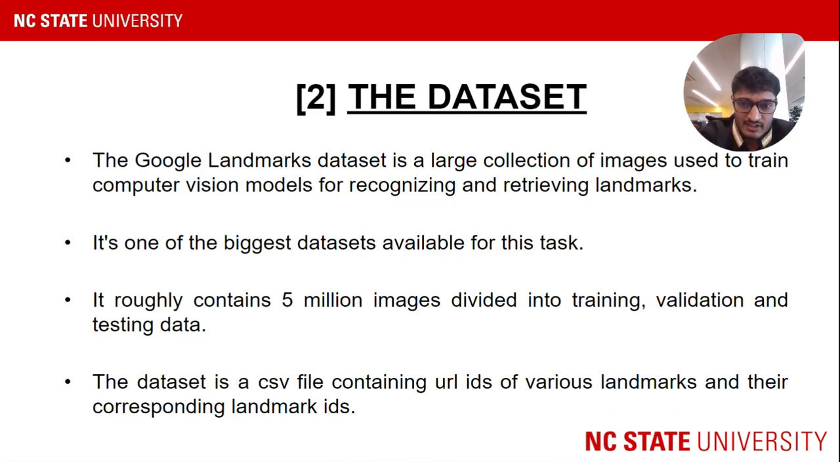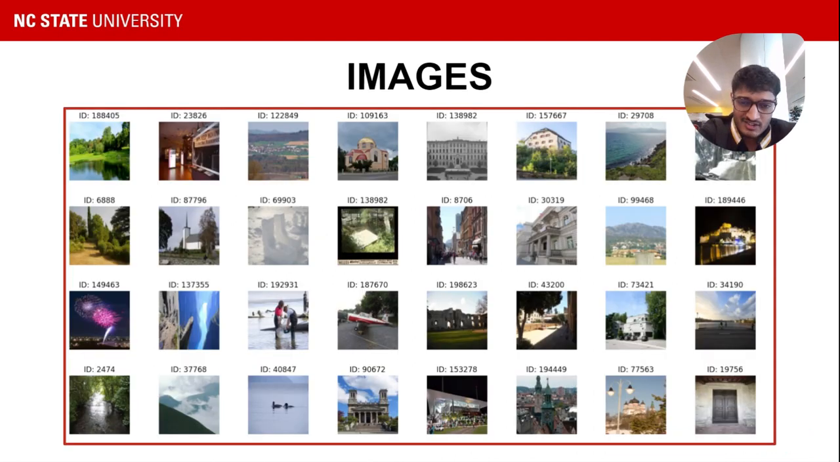Coming to the dataset, it is a huge dataset. It contains roughly 500 million images, which is divided into training, validation, and testing. The dataset contains various URL IDs for landmarks and their corresponding landmark IDs. And this is how our images look.